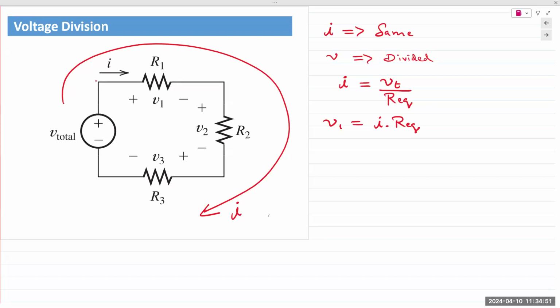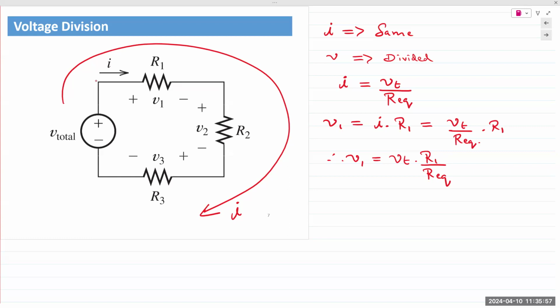So V1 is, oh, you're asking about this. Sorry, I misunderstood the question. It's an incomplete equation yet. So V1 is I times R1. We plug in the value of I, which is VT over Req times R1. We rearrange the terms and we obtain V1, the voltage across R1, as a fraction of the total supply voltage VT, and the fraction is given by the ratio of the resistor to Req. So V1 is a fraction of VT. The fraction is given by the ratio of R1 to Req. That's voltage division in short.